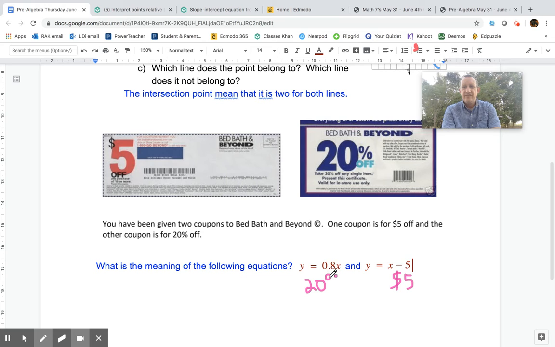So why is there a 0.8 if it's 20% off? Well, if you have 20% off, if you subtract 20%, what's remaining? 80% is remaining. And how do you write 80% as a decimal? You move the decimal point over 2 spots, 1, 2. So 80% equals 0.8. So that's where that equation is coming from.